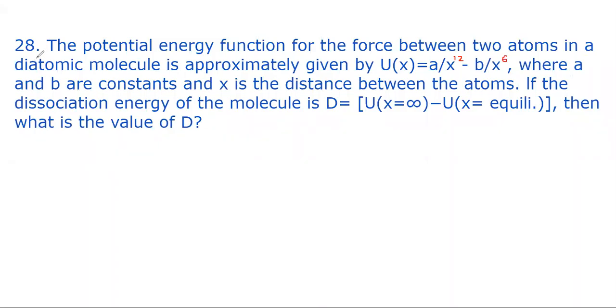IIT series, question number 28. The potential energy function for the force between two atoms in a diatomic molecule is approximately given by U(x) equal to A divided by x power 12 minus B divided by x power 6, where A and B are constants and x is the distance between the atoms.